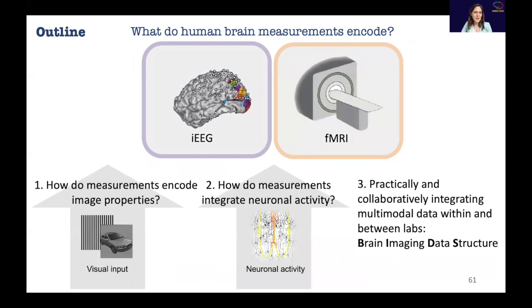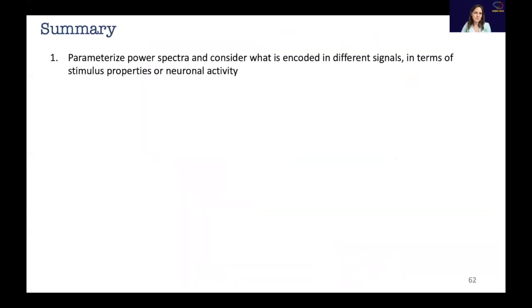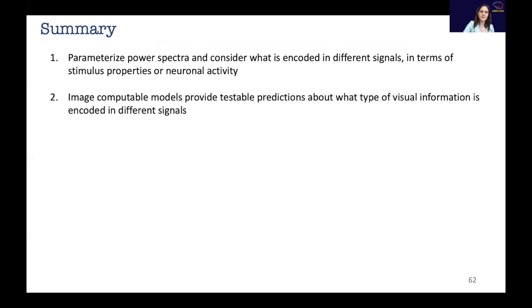So we've thought about what human brain measurements encode and how we can store these data practically. I would like to summarize these findings. We have seen that parameterizing the power spectrum and considering what is encoded in different signals is important, and we can do this both in terms of stimulus properties and in terms of neuronal activity. When we do this with image computable models, they provide testable predictions about what type of visual information is encoded in different signals, and we can test those in many different other settings.